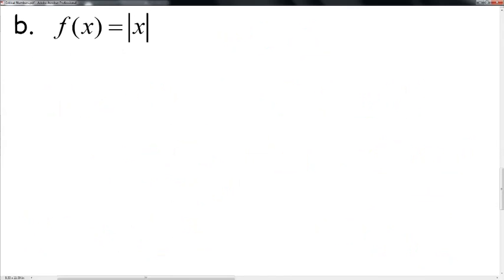Part B, I want to find where f of x is equal to the absolute value of x. I'm going to show you a quick trick. If I have f of x is equal to the square root of x squared, let me write that a different way. Let me write it like that, the square root of x squared.